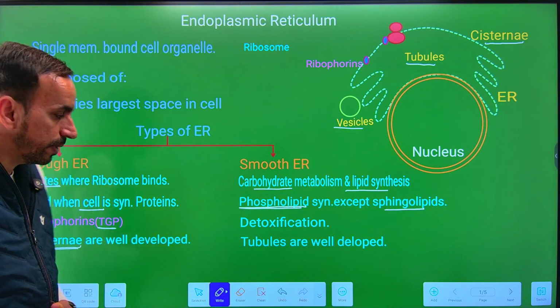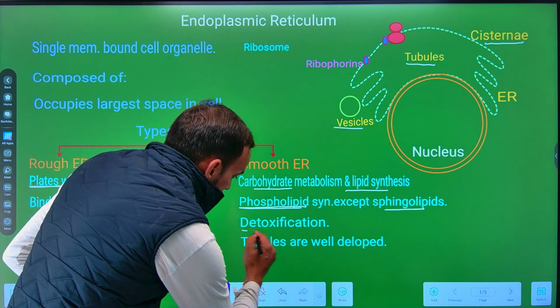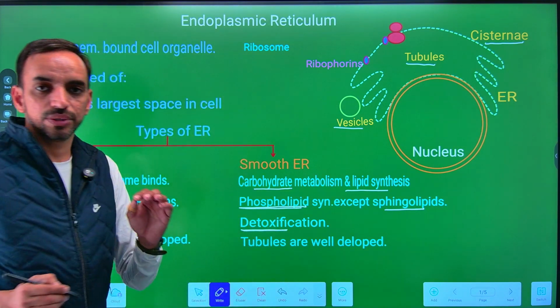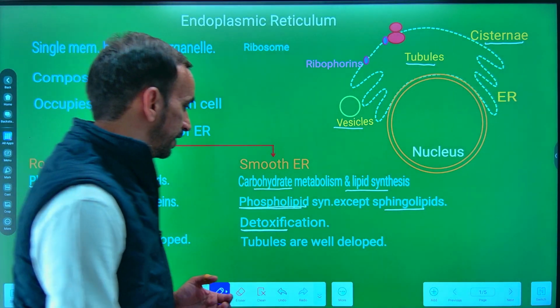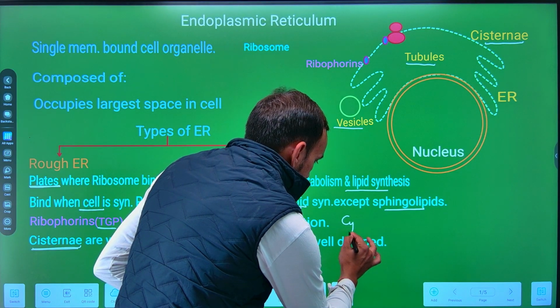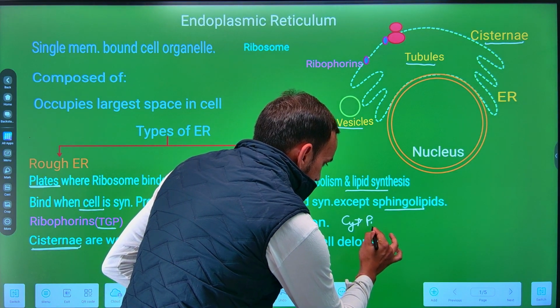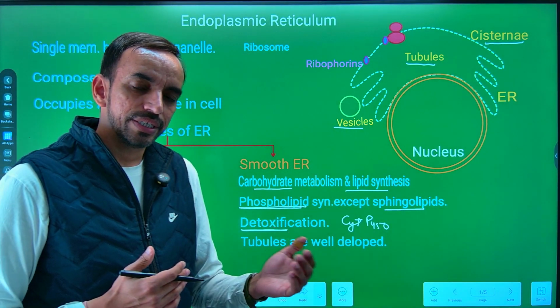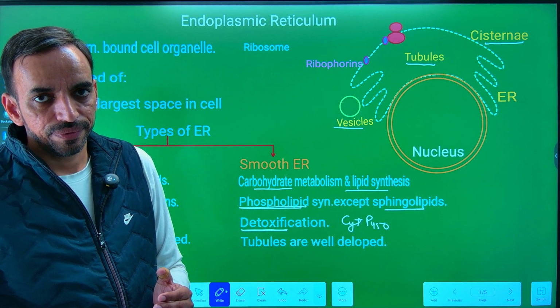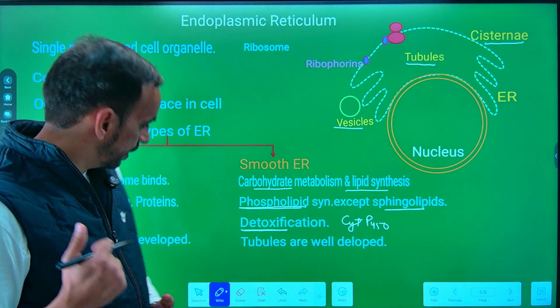The next function of the smooth endoplasmic reticulum is detoxification. So the smooth endoplasmic reticulum is also involved in the process of detoxification. It contains an enzyme known as cytochrome P450 monooxygenase that converts active drugs into inactive drugs. कैसे करेगा उसके बारे में आगे बात करेंगे.